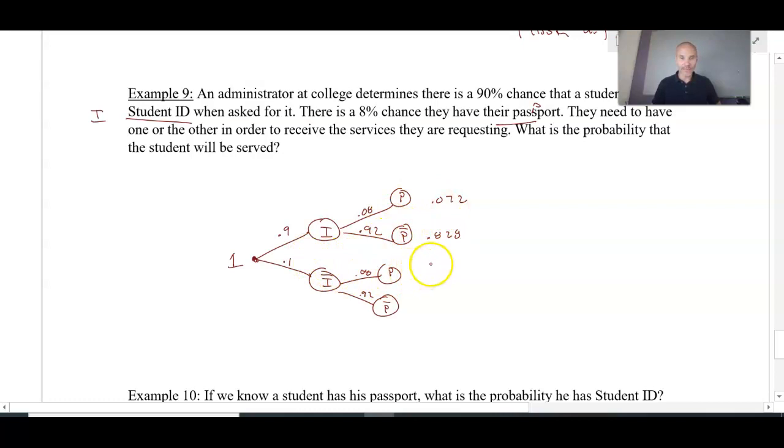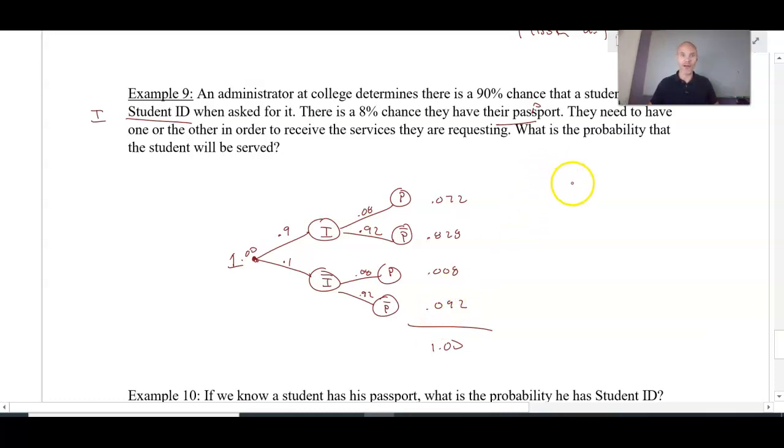And we can do the same thing down here. 10% of 8% would be 0.008, and 10% of 92% would be 0.092. Now when you add these together, not surprisingly, guess what? You're going to get all 100%, that whole back, because we just kept dividing and branching people out until we could figure out what their status is on their ID and their passport. So 7.2% of all students have both forms of ID. And as another example, 9.2% of all students have neither form of ID.